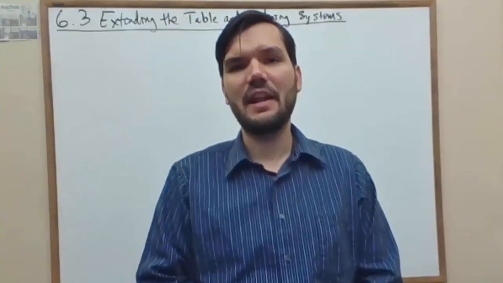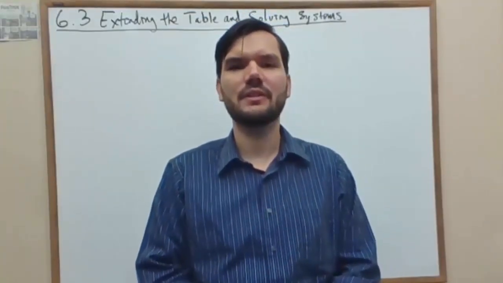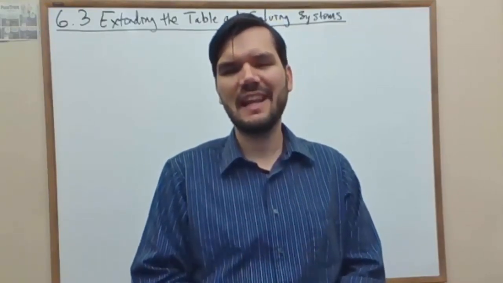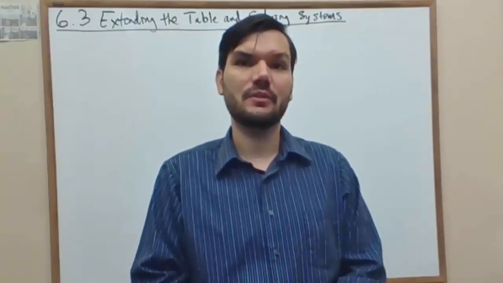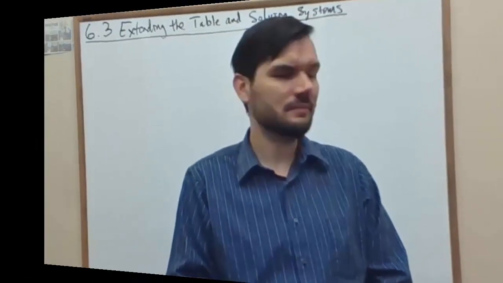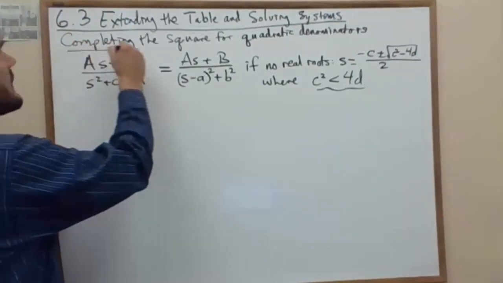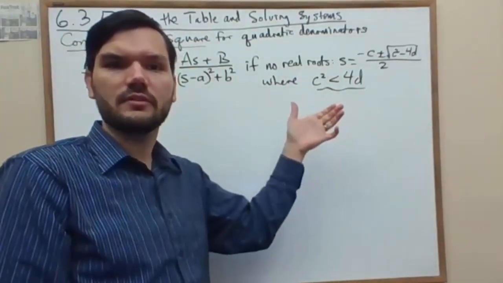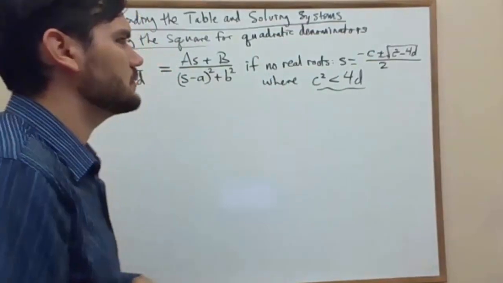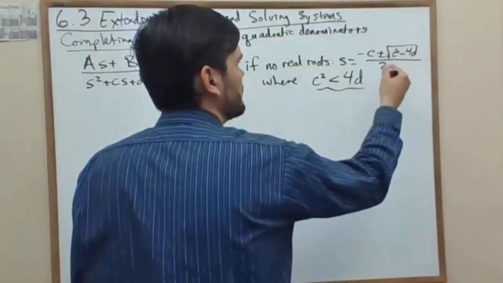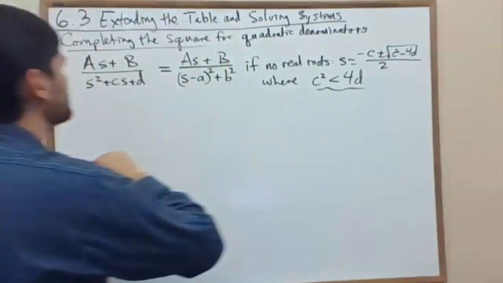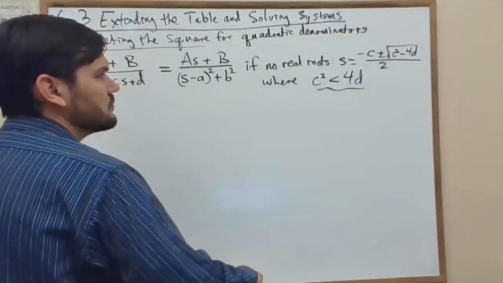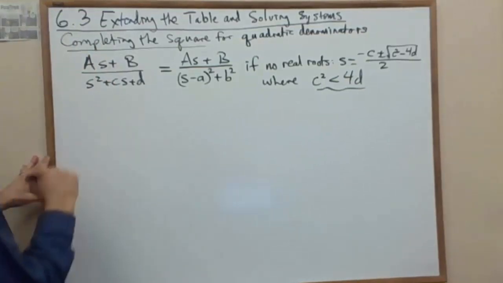Welcome back. Now we're going to look at 6.3, which extends the table of Laplace transforms and introduces us to transforming linear systems. The completing the square method is only required when we have irreducible quadratics where there are no real roots. Okay, so how do we expand this out?